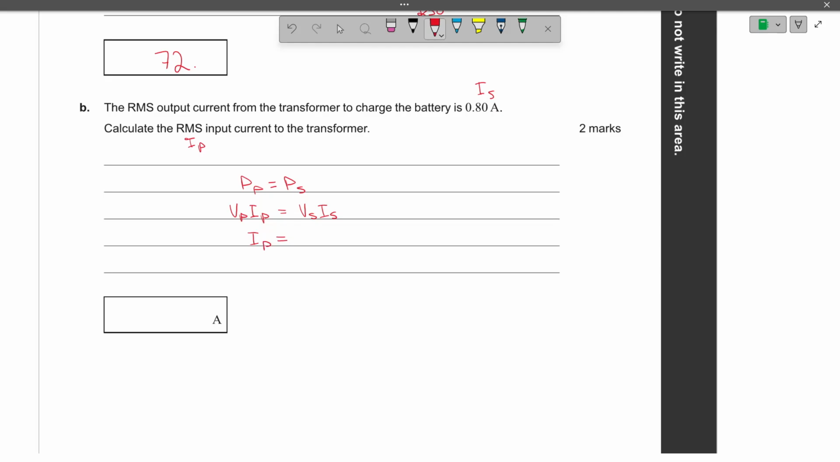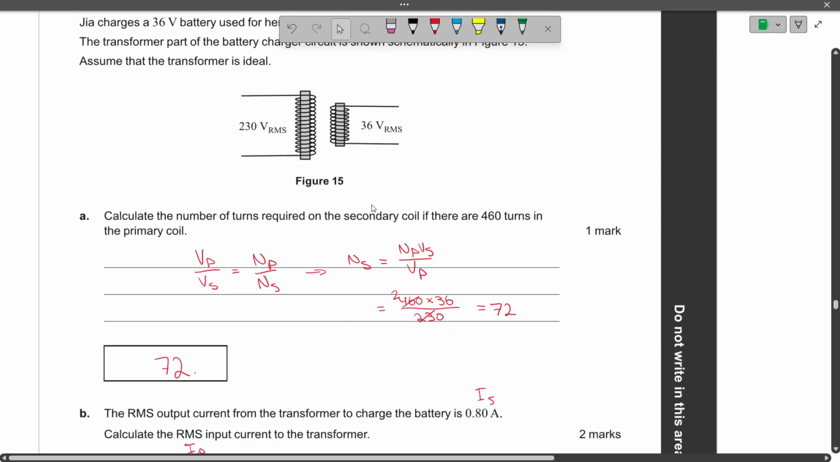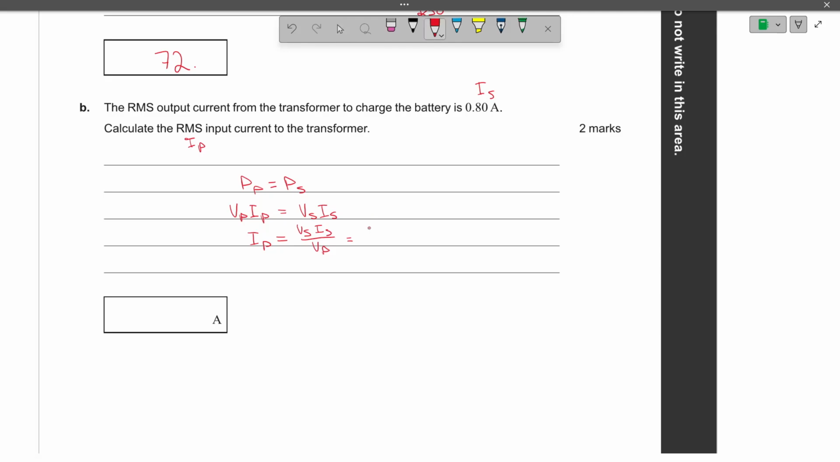IP is VS times IS over VP. So VS was 36, IS is 0.8, and VP was 230. And you end up getting 0.125 amps.